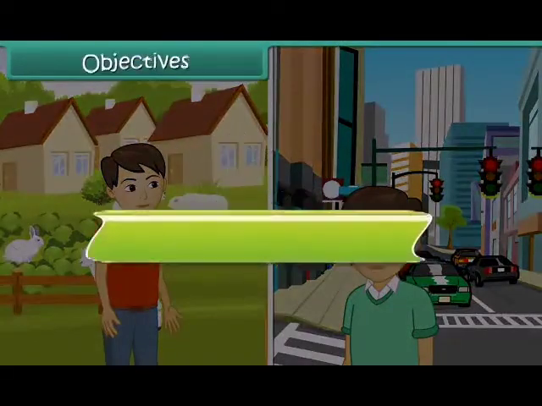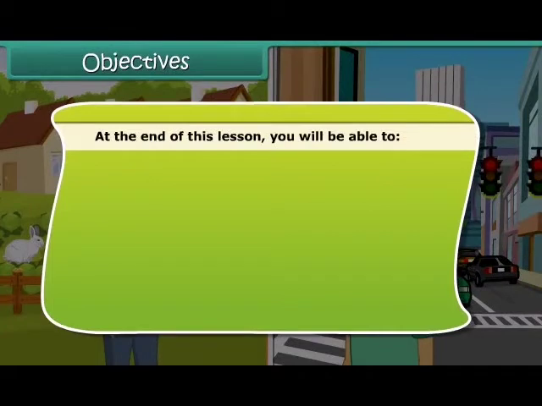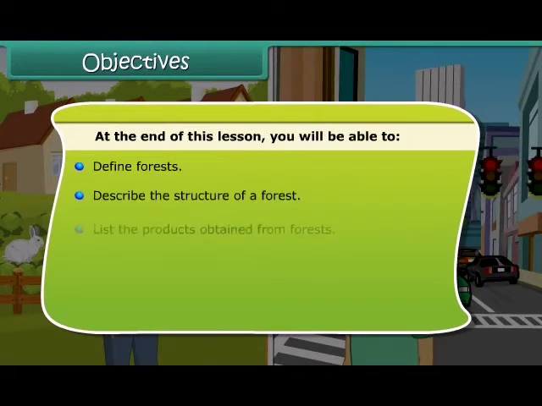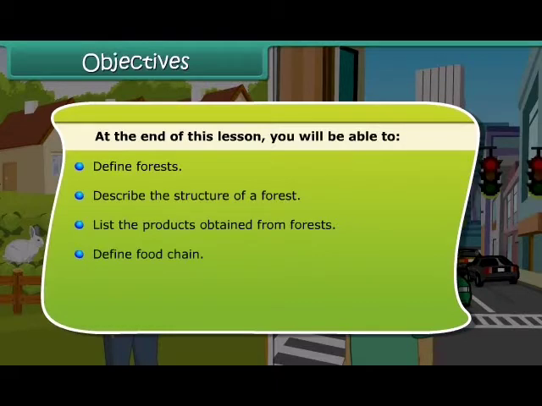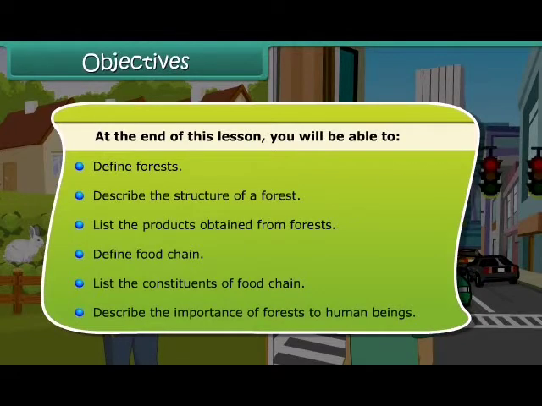Objectives. At the end of this lesson, you'll be able to define forests, describe the structure of a forest, list the products obtained from forests, define food chain, list the constituents of food chain, describe the importance of forests to human beings.